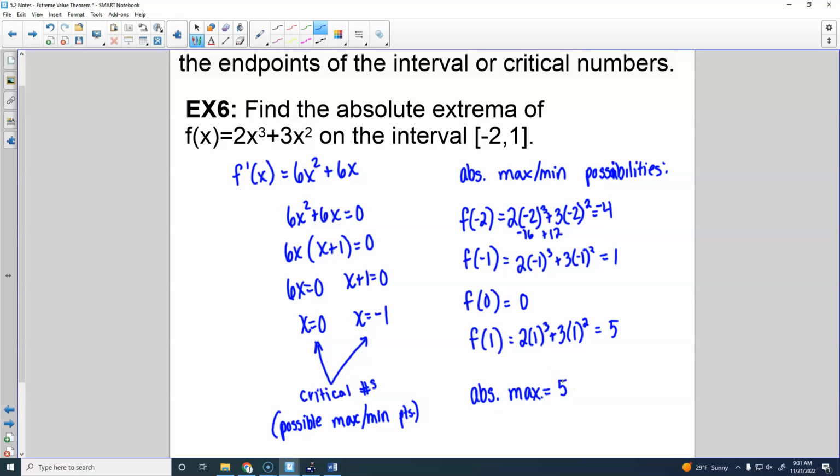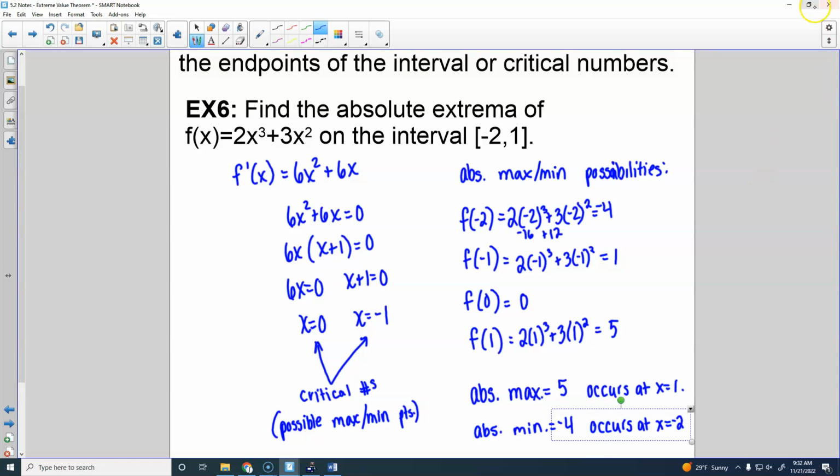It's your y coordinate, right? And I'm going to write over here to the side, occurs at x equals 1. And then your absolute minimum value, what's our absolute minimum? Negative 4. And it occurs at x equals negative 2. So the absolute maximum and minimum for this particular problem end up being at your endpoints, right?